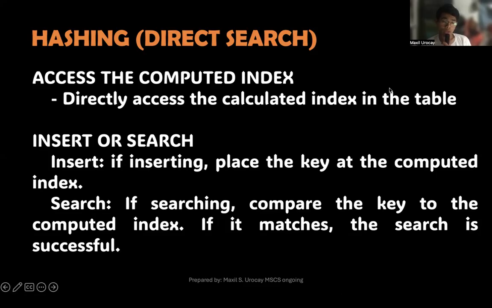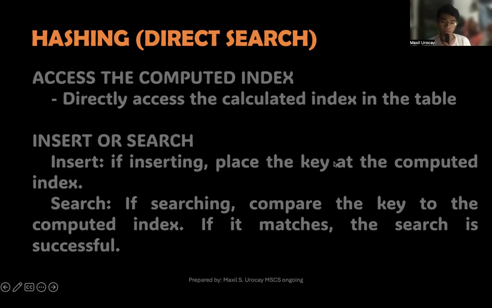Now, insert or search, we will do here an insertion and search actually. For insertion, you have to insert into the hash table first, and for searching, you will begin to search. If inserting, place the key at the computed index. If searching, compare the key to the computed index. If it matches, the search is successful. So for searching, you will begin to insert into the hash table, and afterwards search if that specific element is available in your array and your hash table.